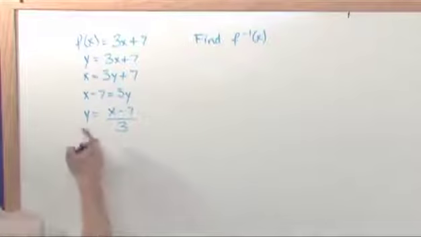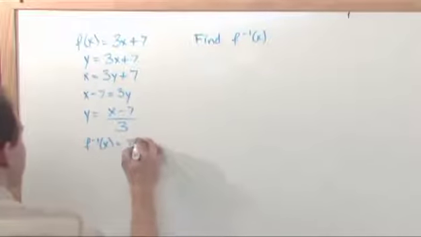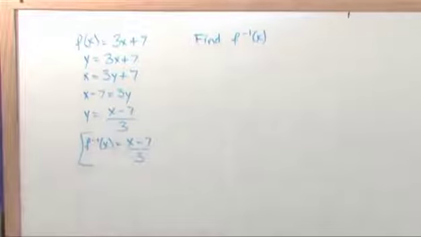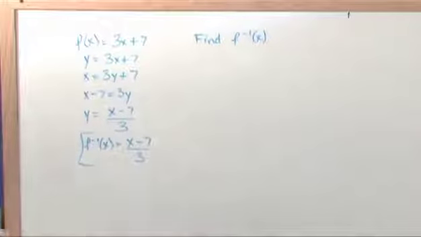And then the last step is to replace y with f inverse of x, because that's what y is equal to. And this is the inverse, x minus 7 over 3. This is the inverse function of this function here. Okay, so it's really not that hard.